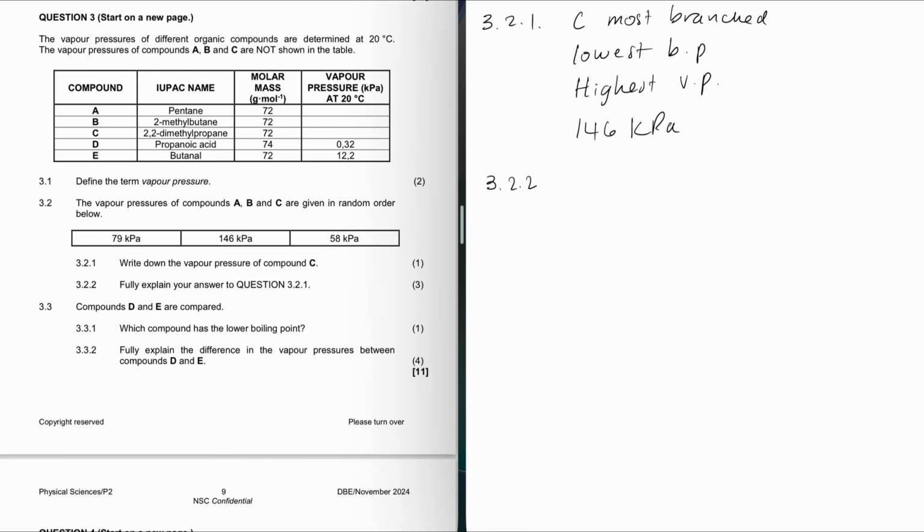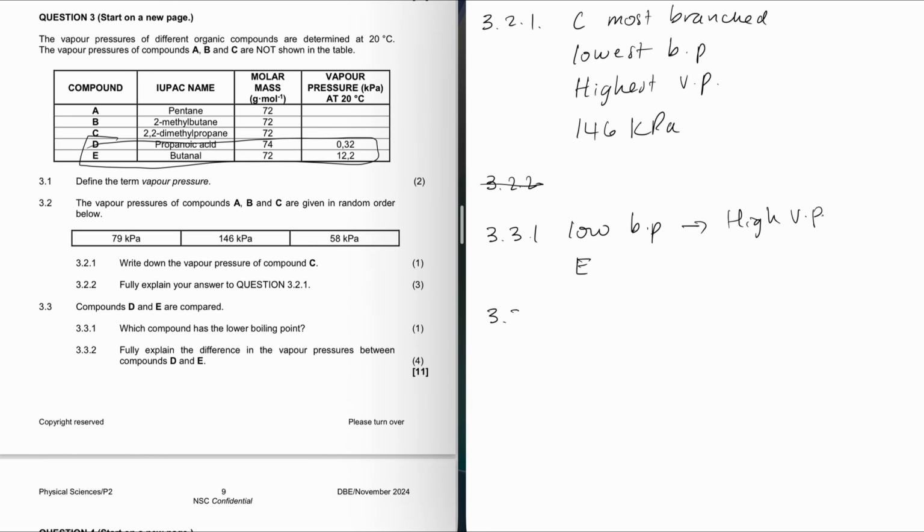Question 3.2.2, explain. Okay, we've explained it. Moving on to question 3.3, compounds D and E are compared. Which compound has the lower boiling point? Low boiling point, low BP, means high vapor pressure. Now if I look at these two, E has a high vapor pressure. That means it's going to have a low boiling point. So the answer is going to be E.